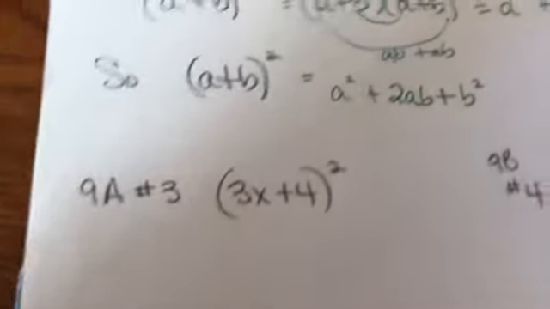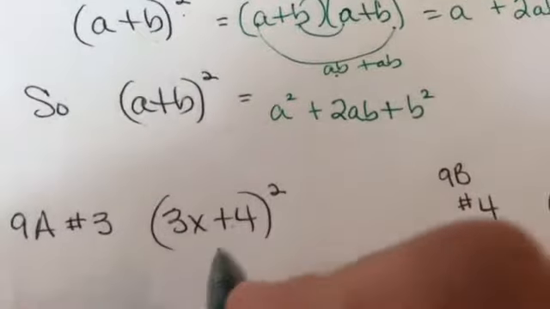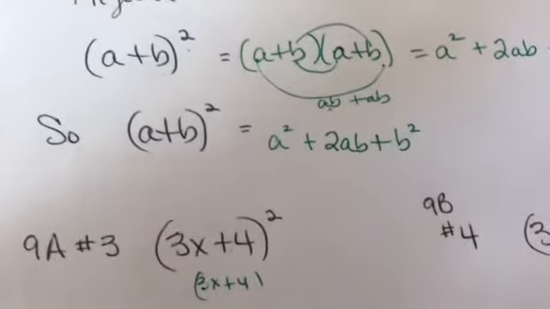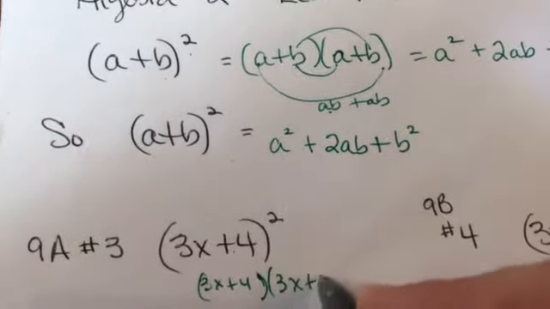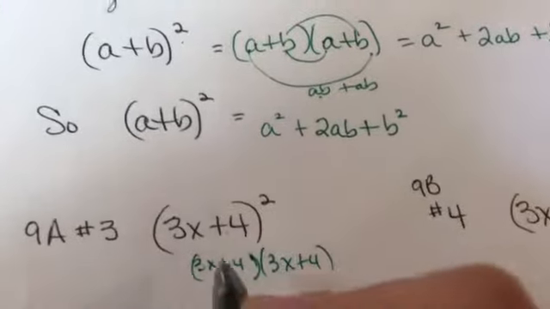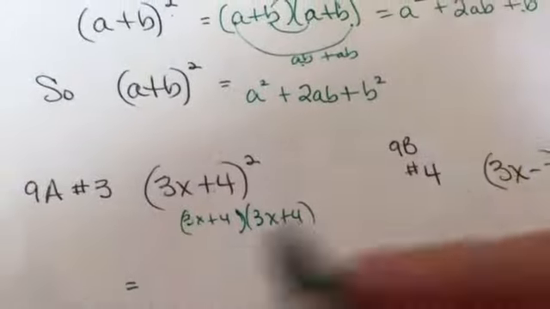So for example, this is from 9a, number 3. Now you can always do this the old-fashioned way. You can write 3x plus 4 times 3x plus 4. My phone did something weird right there. Okay, and you can FOIL this out and get the answer. But what I want you to try to do is use this equation without doing that. So you won't even have to show any work.